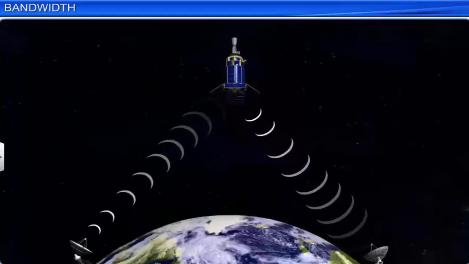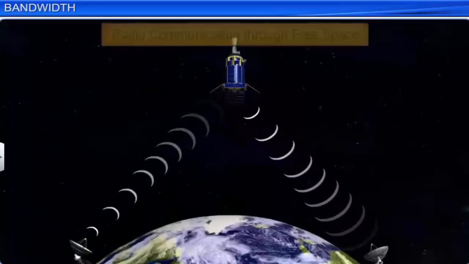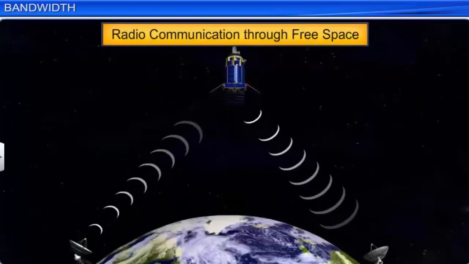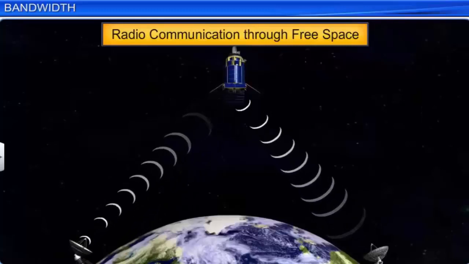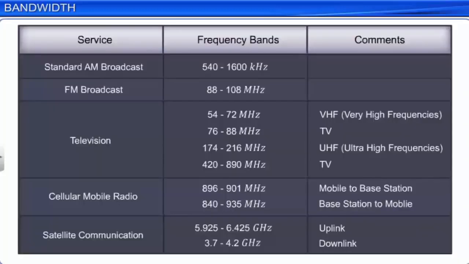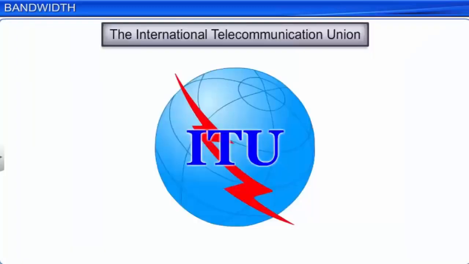Satellite communication systems use radio waves traveling through free space as a communication channel. Radio communication offers a wide range of bandwidths for important commercial communication systems as shown in the table here. The allocation of bandwidths for radio communication is done as per international agreements and the International Telecommunication Union.